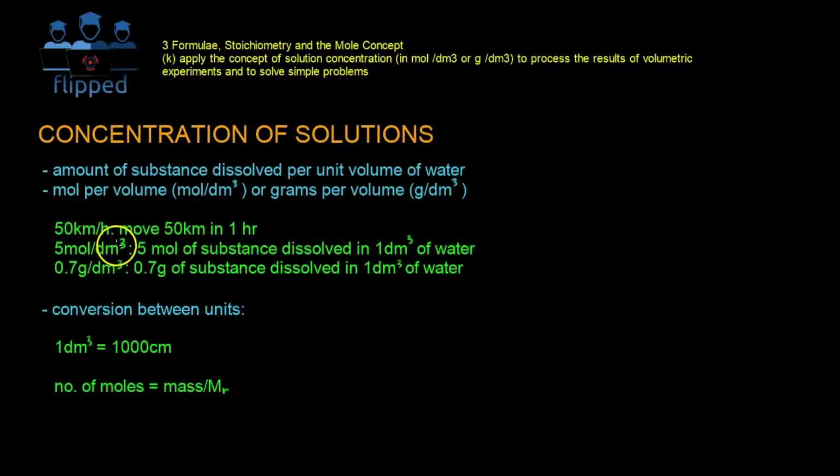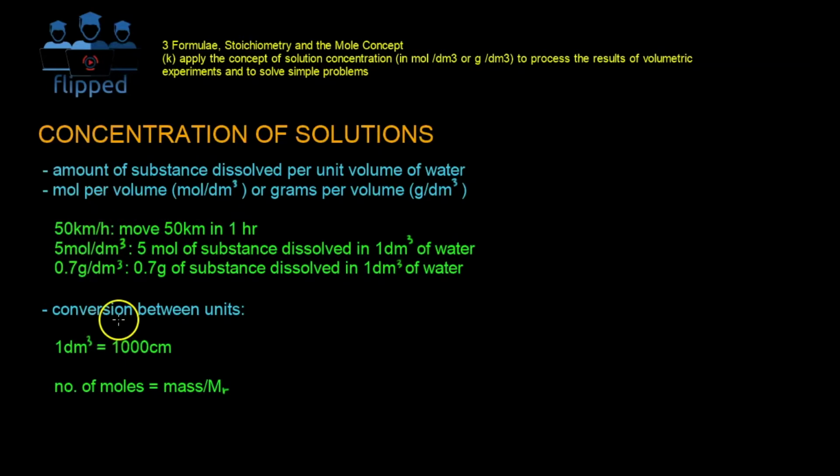So for hour here, if there's no number before the hour, it just means it's 1. Similarly, there's a 1 in front of the dm³. So let's take a look at this one. 0.7 grams per dm³ really just means 0.7 grams of substance dissolved in 1 dm³ of water. If there are no numbers in front, it's just assumed to be 1.